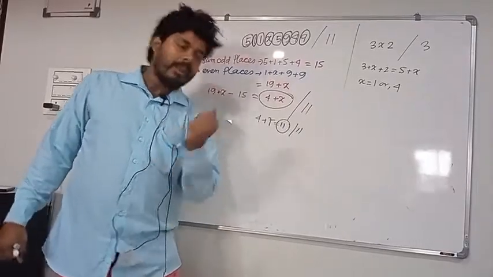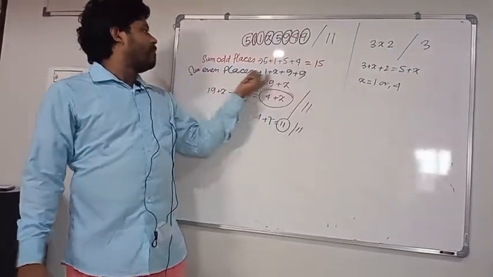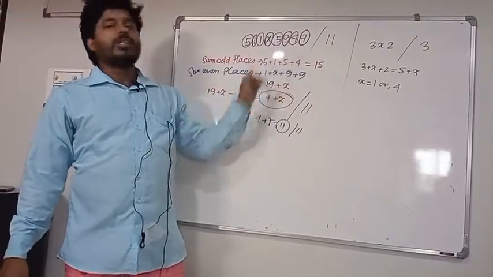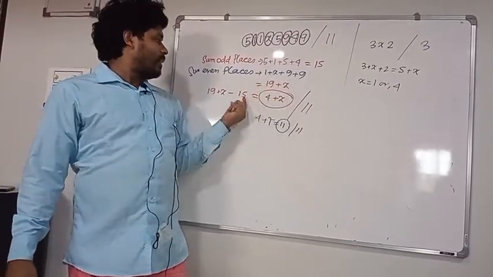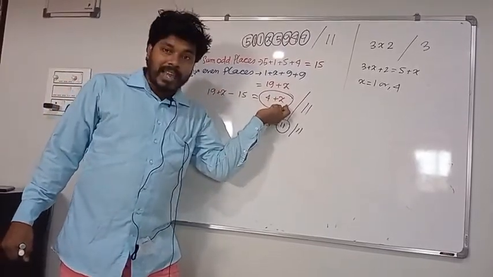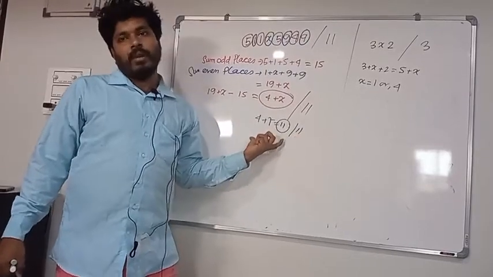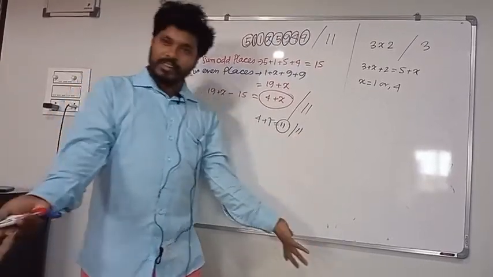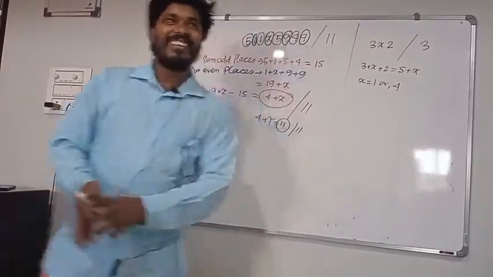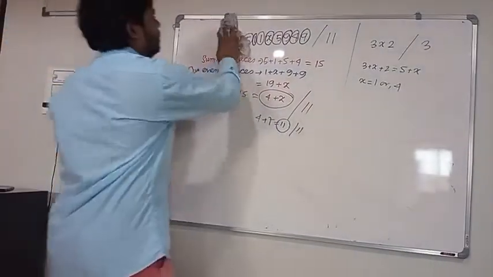So this is the sum of the odd places, 15, and the sum of the even places is 19 plus x. We take the difference: 19 plus x minus 15, this becomes 4 plus x. So if x is 7, this will be 7 plus 4, 11. That's why the value is divisible by 11. Understand? Clear? Next, I am giving you another problem.